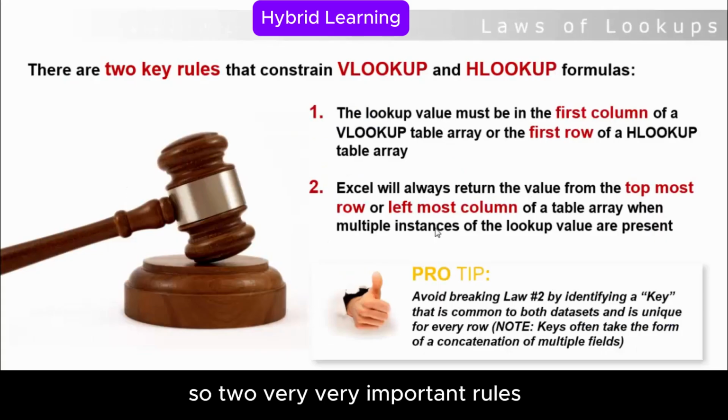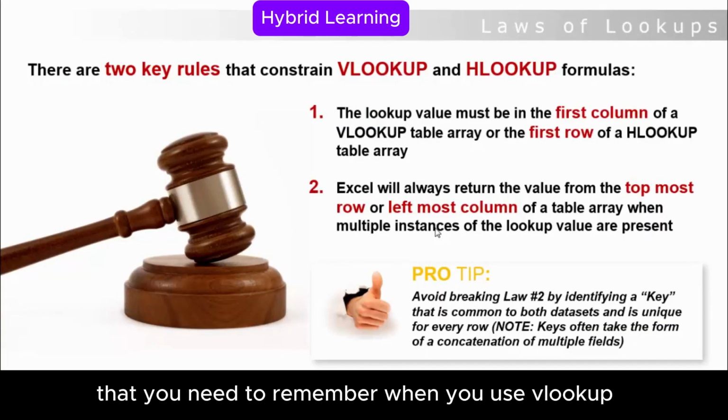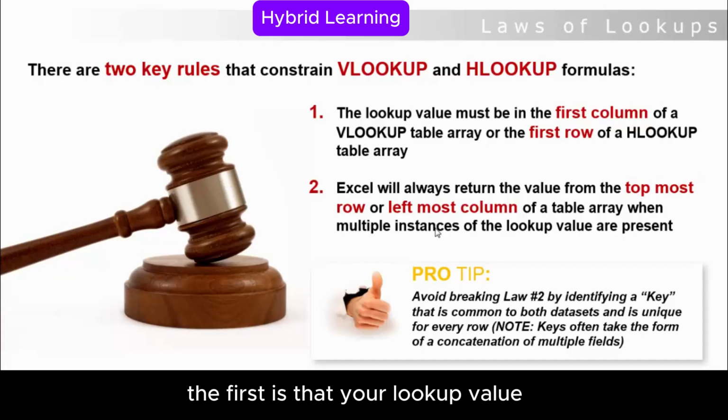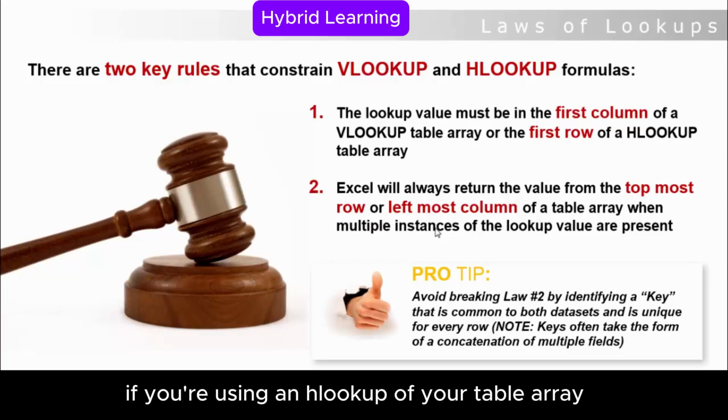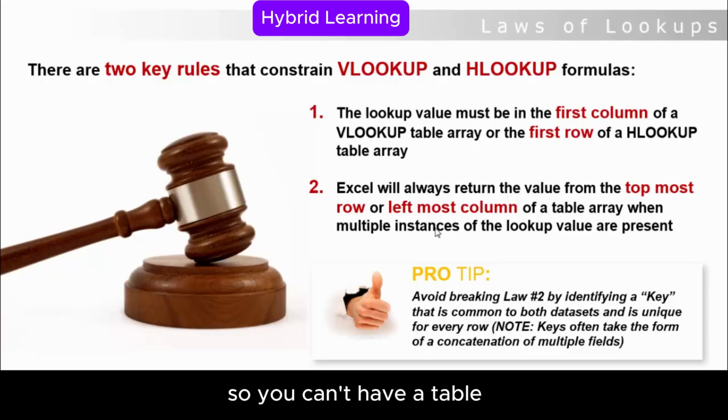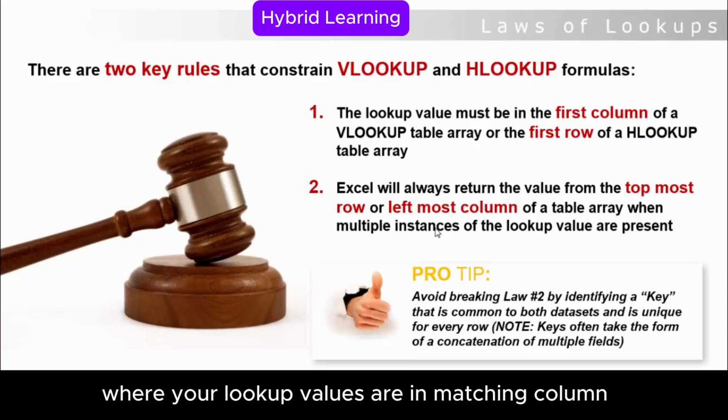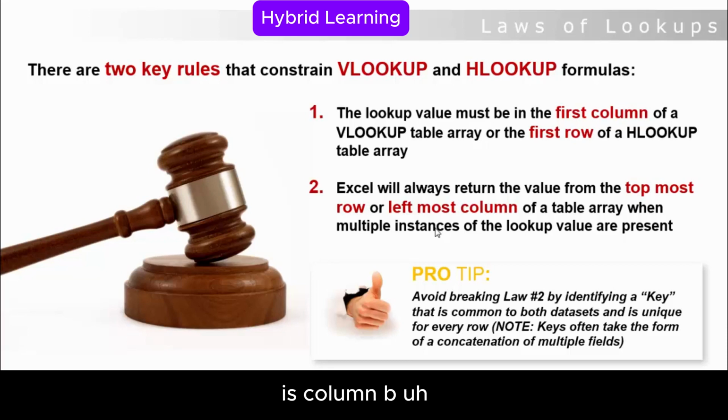So two very, very important rules that you need to remember when you use VLOOKUP or HLOOKUP functions. The first is that your lookup value has to be in the first column if you're using a VLOOKUP, or the first row if you're using an HLOOKUP, of your table array. So you can't have a table array that goes from column A to D, where your lookup values or matching column is column B. Excel just doesn't like that.